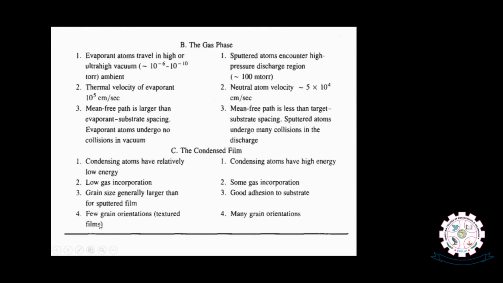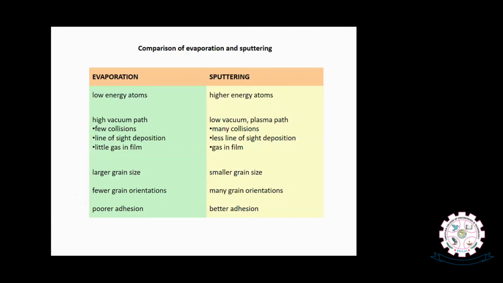And you will see here what the qualities are. You will see low gas incorporation, maybe some gas is there in the film, but still that doesn't matter. Grain size is generally larger for evaporated film than for sputtered film. But here you see good adhesion is there, and you will have very good grain growth also coming. Here you may have fewer grain orientations, but here you may have multiple grain orientations possible. This is the basic difference between sputtering and evaporation overall.